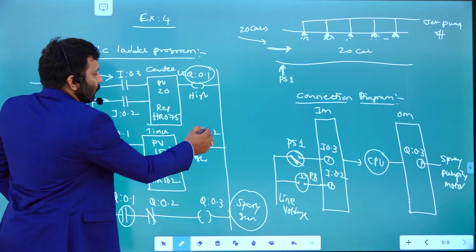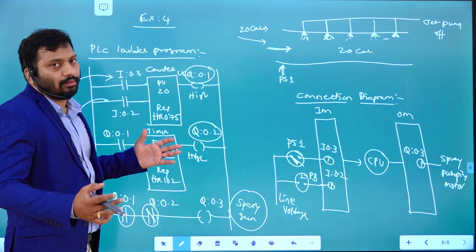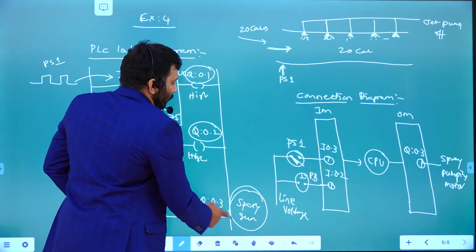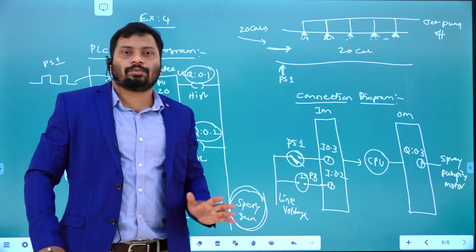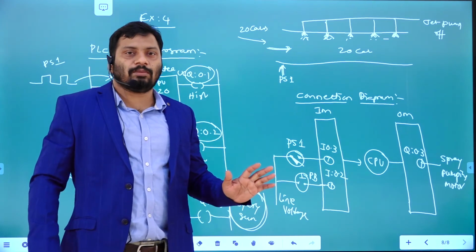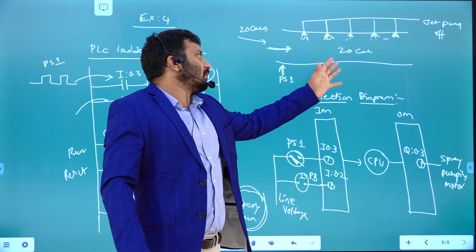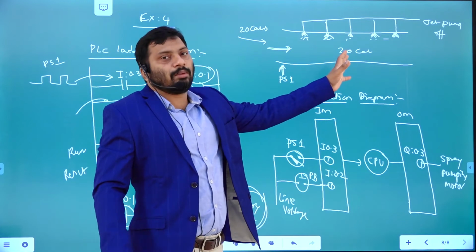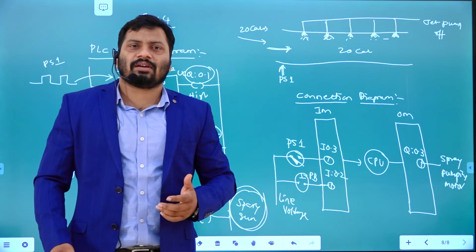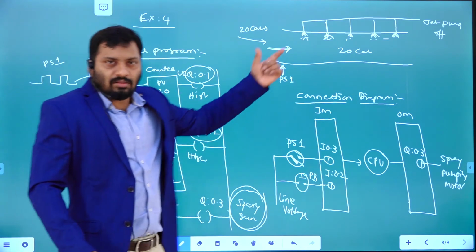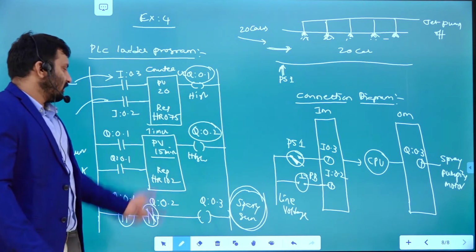Whenever this is high, Q0.2 is high, this normally closed contact is going to be open. Then correspondingly, the pump connected to the painting spray gun is going to be off. That means after reaching 20 cars, 15 minutes of spraying is done, then it's going to be stopped. That is our requirement for this. Initially, that application only you consider. For that application only you wrote the PLC logic, right?